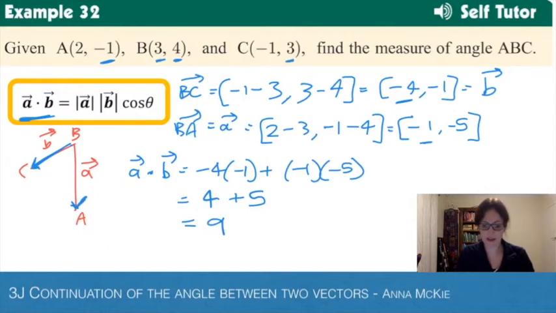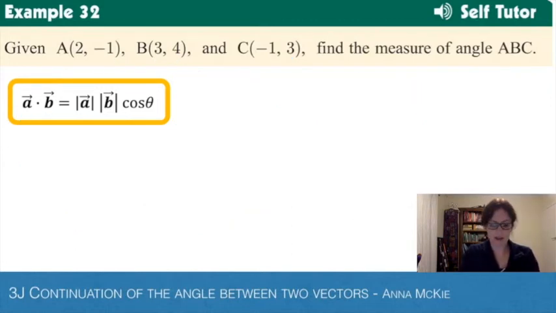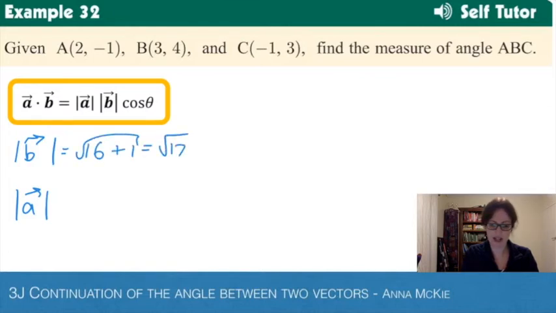The next step I also need to do, perhaps I'll do it on the next screen, is working out the magnitude of each of these vectors as well. So doing that, the magnitude of vector B and the magnitude of vector A, it doesn't matter which way around I do these, you'll need to have reference to them. For vector B, it's 4 squared, so that's 16, and -1 squared. So we've got the square root of 17. And for vector A, we had -1 squared and -5 squared. So the square root of 26.